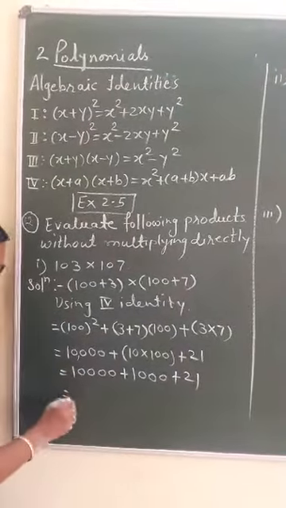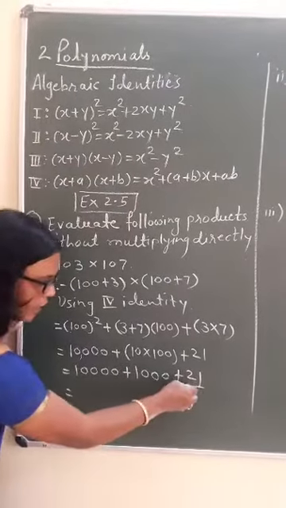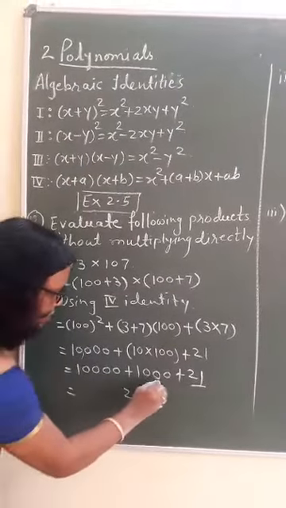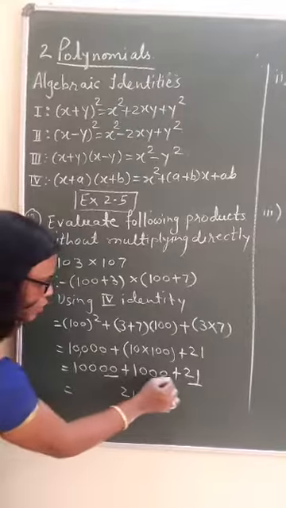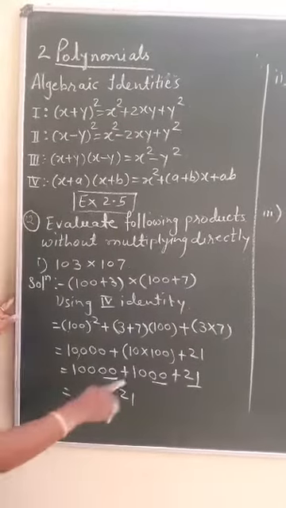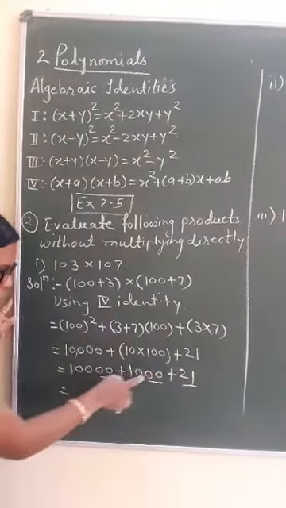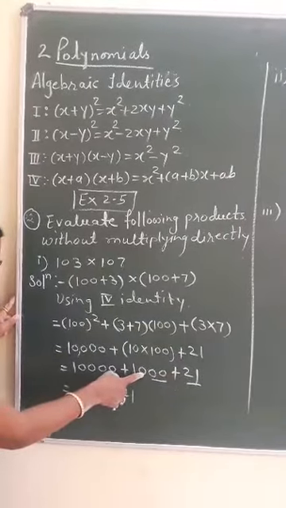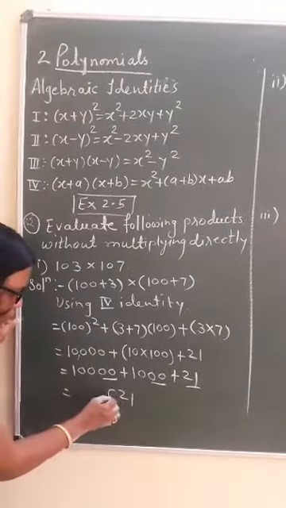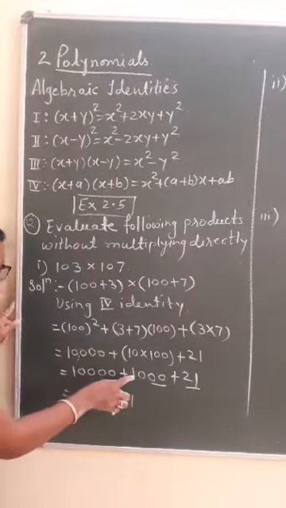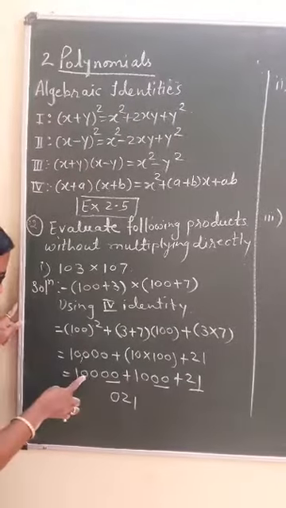Now we have to do the addition. Here 21 is 2 digits, so we write these 2 digits, and 10,000 has four zeros, and 21 means 21. The third place, the hundreds place, here is 0, here is also 0. The fourth place here is 1, here is 0.